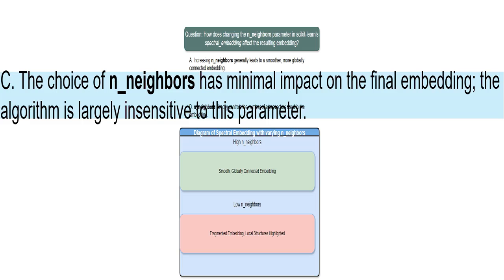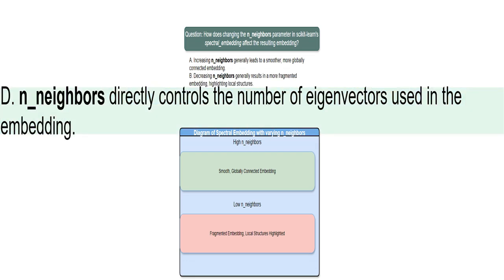This statement is incorrect. I've learned that n_neighbors significantly affects the graph structure and, therefore, the resultant embedding. It's a crucial parameter that we can't ignore. Nope, that's not correct. The n_neighbors parameter controls the graph construction, while the number of eigenvectors used is determined by a separate parameter, n_components. These are two distinct aspects of the algorithm.